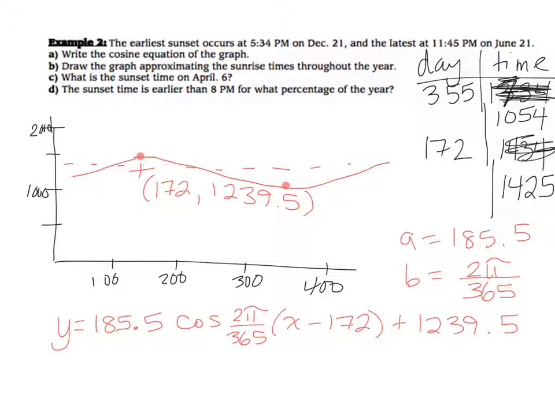So it asks, what's the sunset time on April 6th? We need to figure out what day of the year is April 6th. What is it? 96. Day 96. So then you can use your calculator, second trace, value, put in 96, and it gives you 1287.63. Is that what yours gave you?